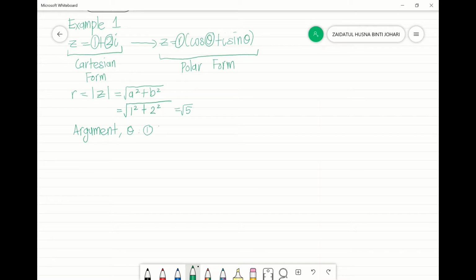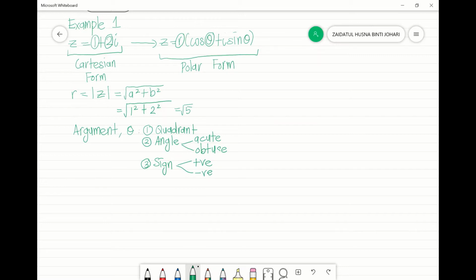First, you determine the quadrant of where the complex number is located. Second, you identify the angle. The angle is either acute or obtuse. And third, you identify the sign, whether it's positive or negative.